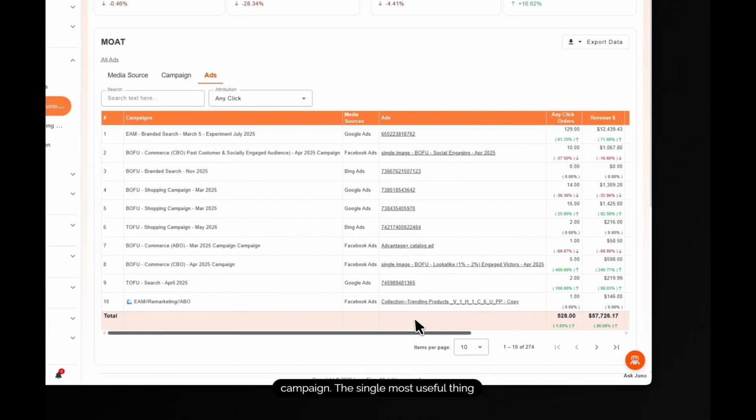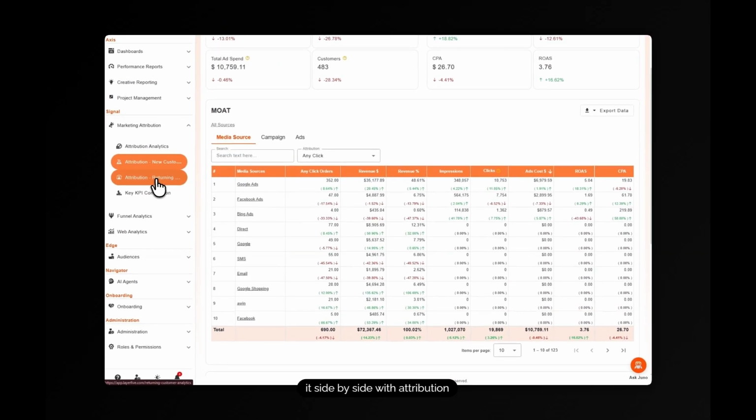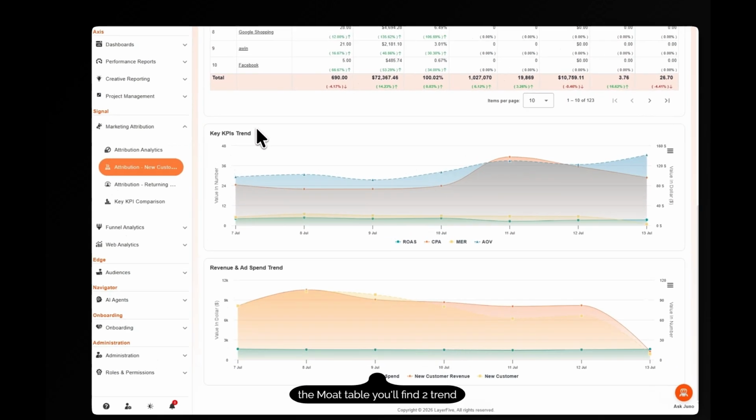The single most useful thing you can do with this dashboard is open it side by side with Attribution, returning customer. Compare the same channel across both. A channel with high revenue share in returning but almost none in new is a retention channel, not a growth one. A channel that's almost entirely new customer is your acquisition engine, and it's the one to protect when budget gets tight. Below the Moat table, you'll find 2 trend charts.